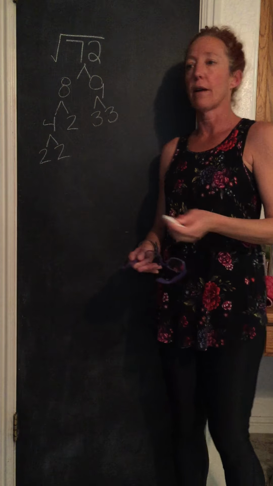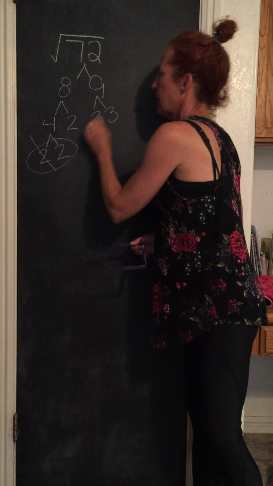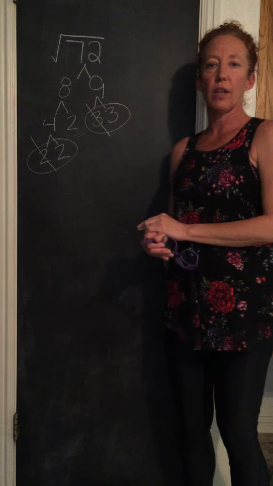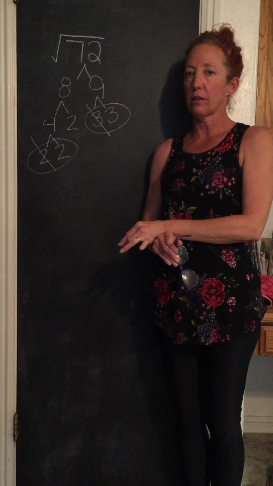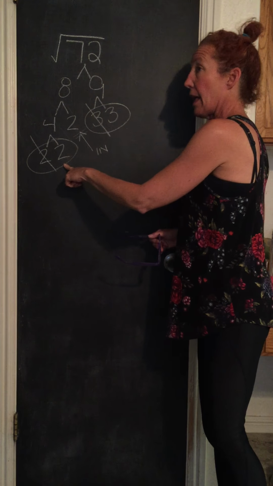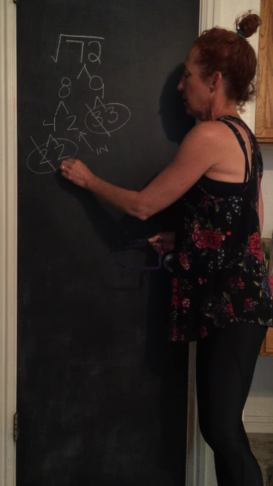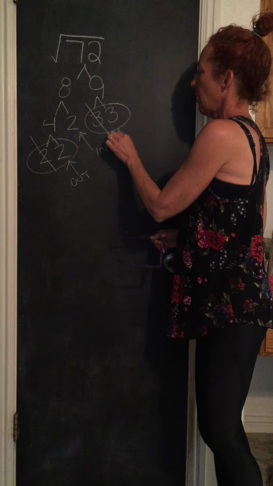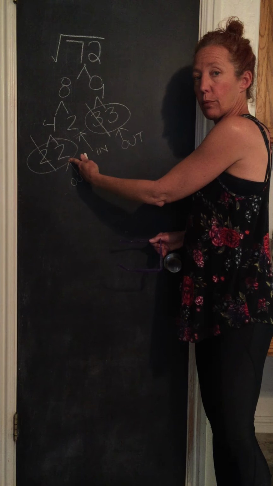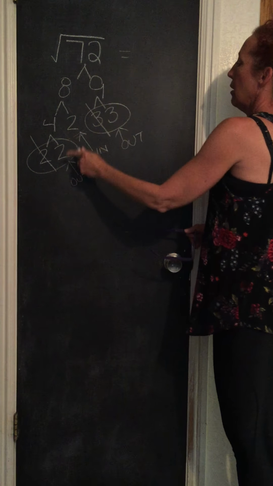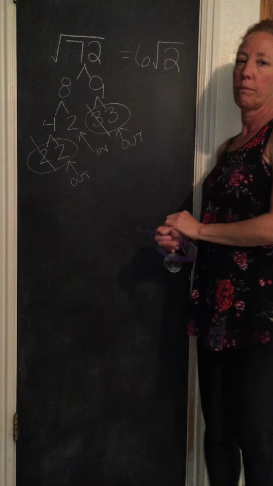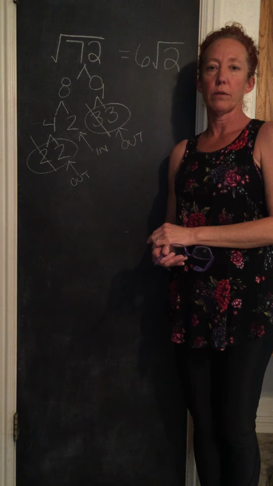So we're going to look for our pairs. We have a pair of 2s, one guy cancels. We have a pair of 3s, one guy cancels. And I have that 2 at the bottom of its tree that didn't get circled. This guy right here is going to stay inside the radical. Anything that's circled comes out. So that 2 breaks out, that 3 breaks out. Because I have 2 numbers that are breaking outside of the radical, I'm going to multiply those. 2 times 3 is 6. That 2 stays underneath. So our final answer is 6 radical 2.